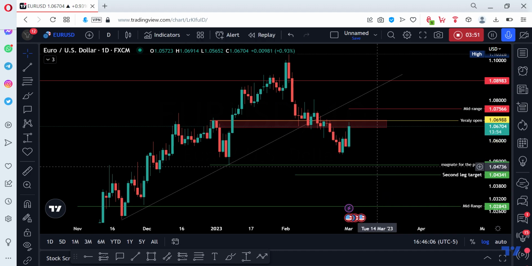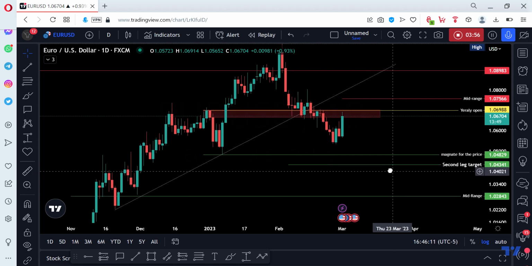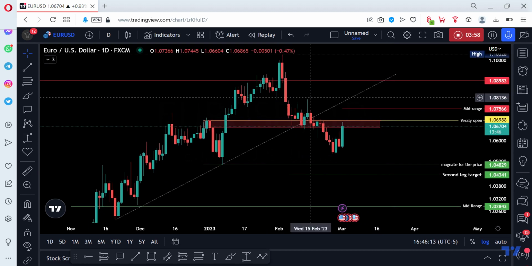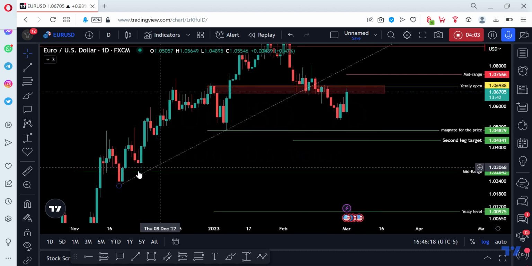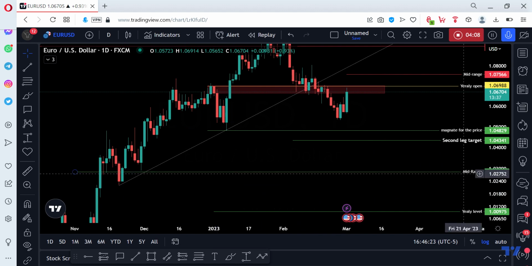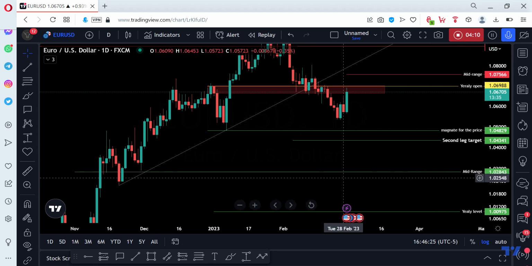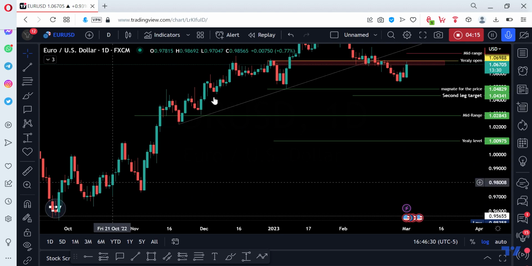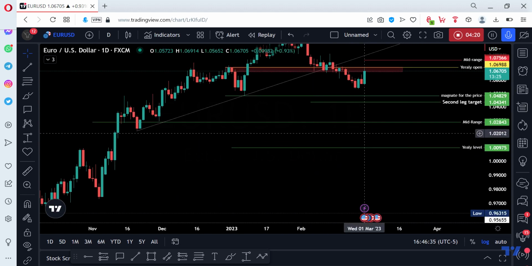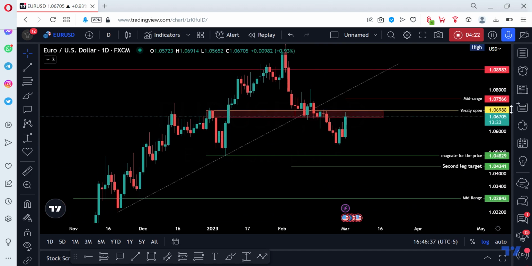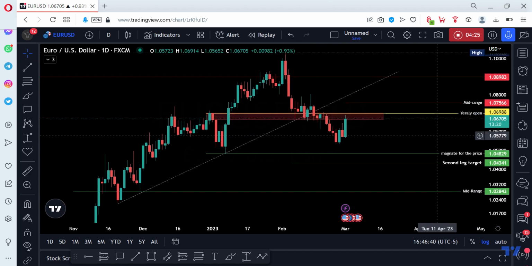But this is a magnet. This is going to be the first target. Second target is the second leg. So if you measure this leg with this leg, that's where it's going to take you. Third target is going to be the low of the channel. That also lines up with the mid of the range. So if you check a Fibonacci level, that's the 50% level from the whole move. And this is also another level on the yearly. So all of those are targets for me in terms of a bear.